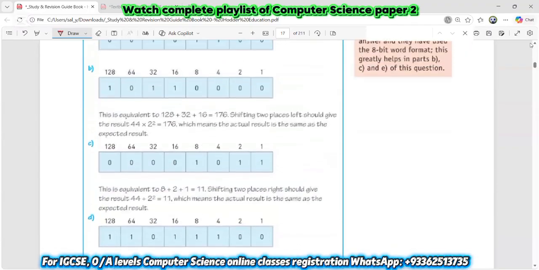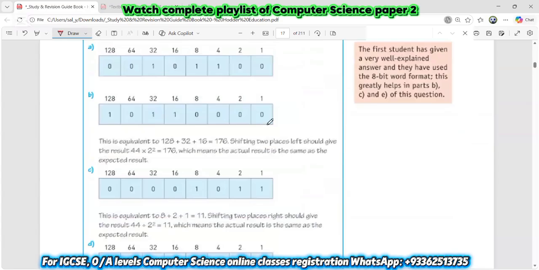Let's talk about this. This is equivalent to this. The child has written the answer for the shifting. Shifting two places left should give the result 176, which means the actual result is the same as the expected result. So when you talk about shifting, a student was asked to comment. One student can simply say, fine, shifting done, perfect. He simply wrote the answer, and the work was done.